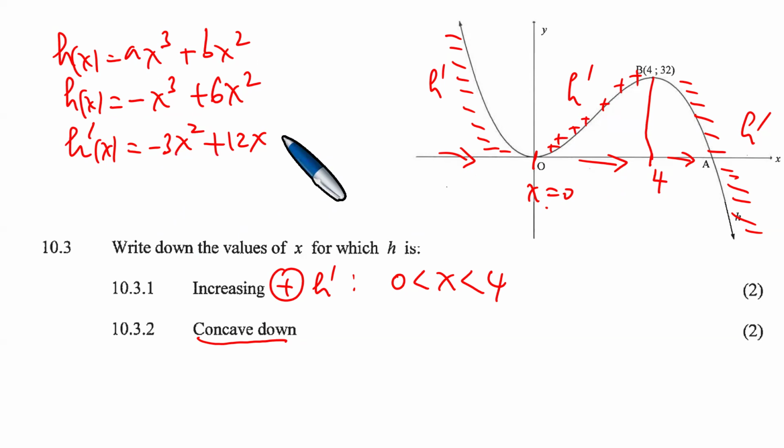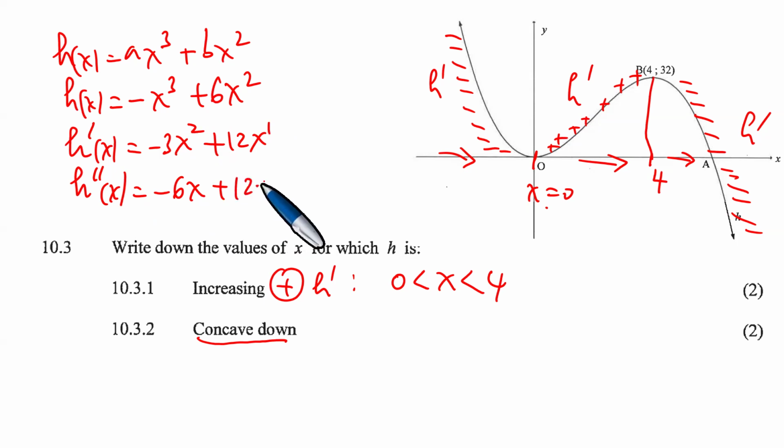Now, when is the function concave down? We must find the next derivative. For concave down, we must find the second derivative. So now we drop 2, and 2 times minus 3 will give us minus 6x, with the power 2 minus 1 giving 1. Then you have 12 times 1 times x to the power 1 minus 1, which is 0. Getting the second derivative, which equals minus 6x plus 12.